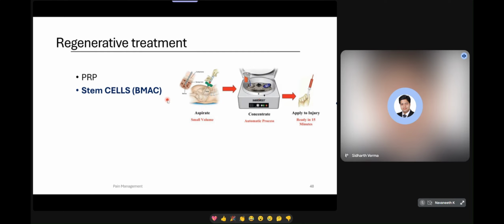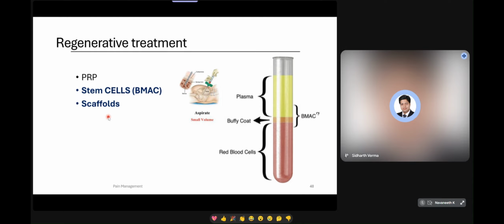And then we have certain scaffolds where the cartilage cells can be grown in the patient's own body. And how we prepare this is by centrifuging the blood. We can take either the BMAC, or we can take the blood and centrifuge it and get the platelet rich plasma, which has all the growth factors which are required to heal.